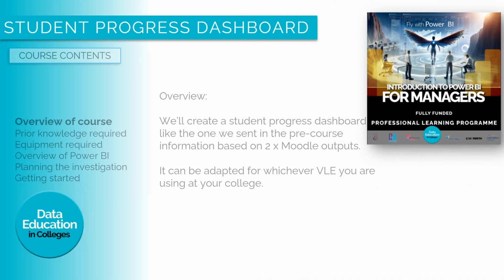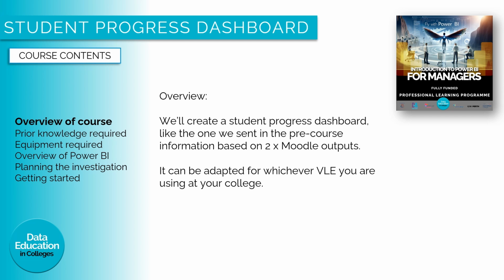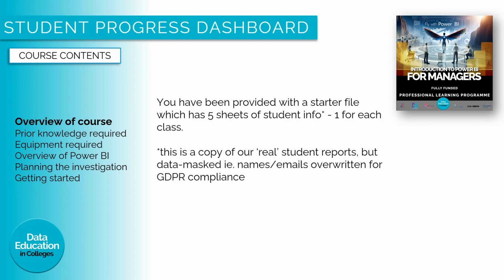We're going to create a student progress dashboard, a bit like the one that we showed you in the pre-course information. It's going to be based on two different Moodle outputs, but you can adapt it for your own college. So you've got a starter file, it's got 5 sheets of student info, but these are all data masked, obviously, with the student names overwritten.